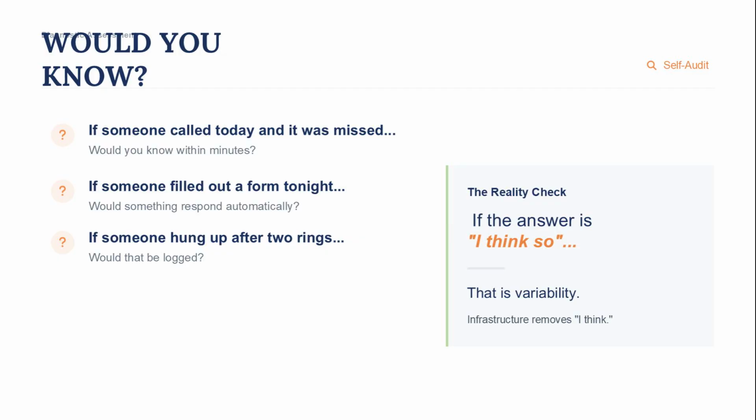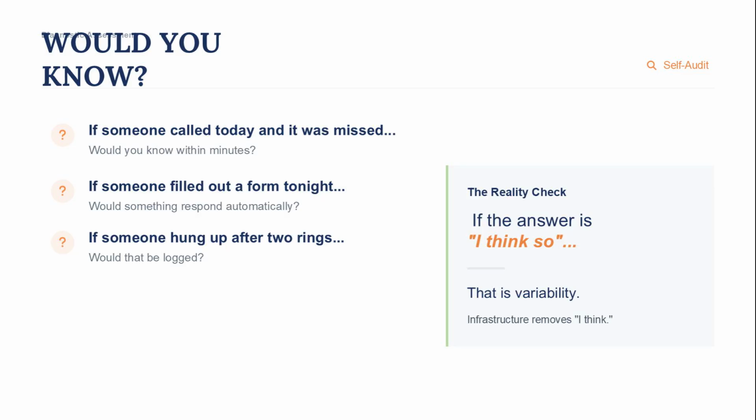This is the question most practices never ask clearly enough. Would you know if patient intent was appearing right now? Would you know if someone visited the site and didn't convert? If someone called but never booked? If someone intended to move forward but the moment simply faded?